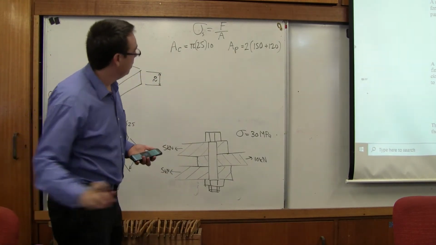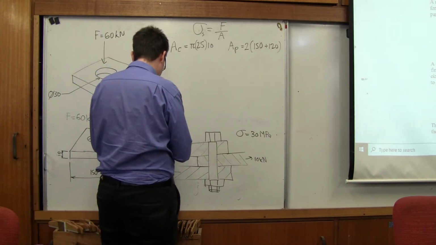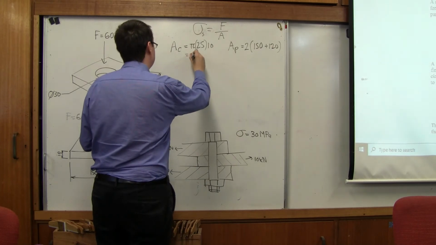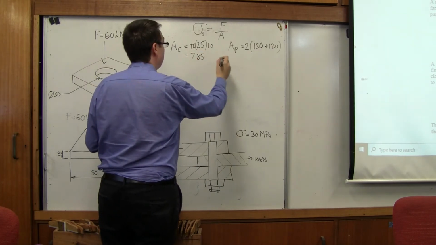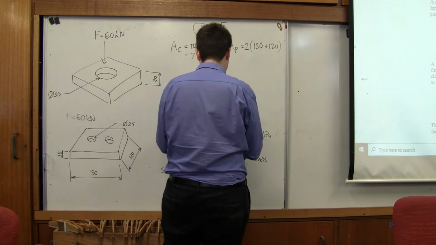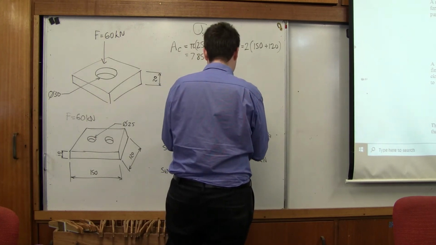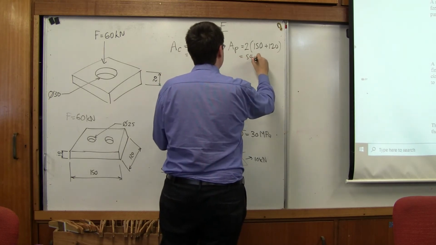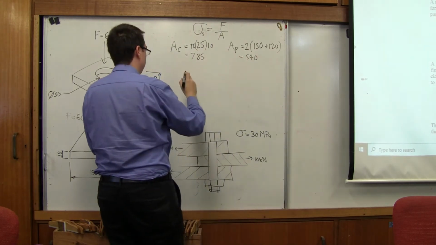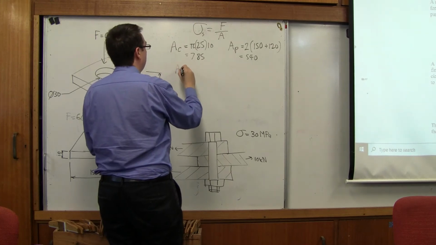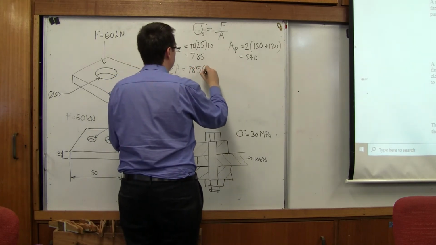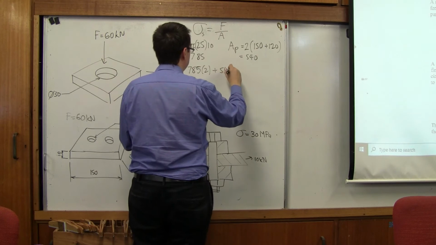Okay, so this is going to be 250 pi equals 785, and then this one is going to be 270 times 2 equals 540. So I'm going to multiply this one by 2, so our total area is going to equal 875 times 2 plus 540.